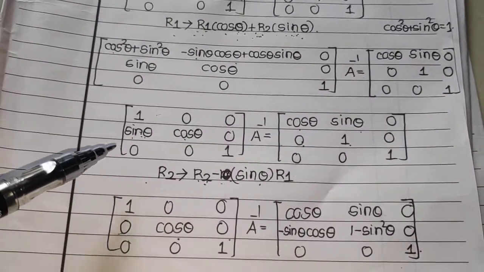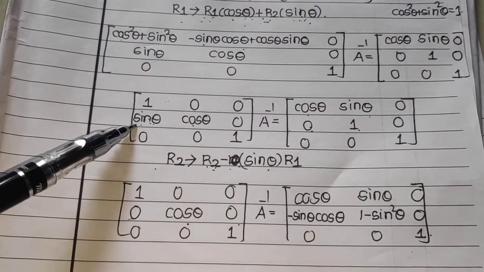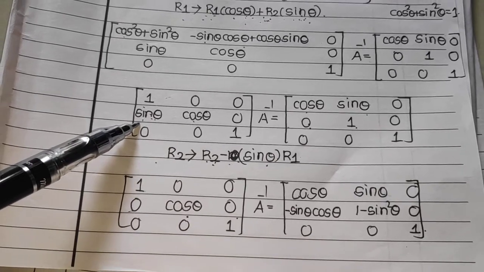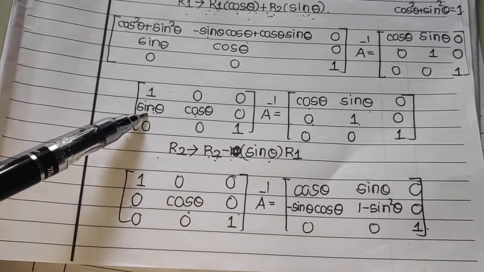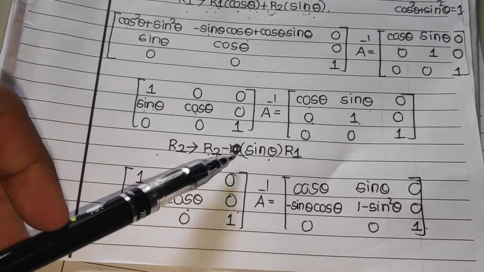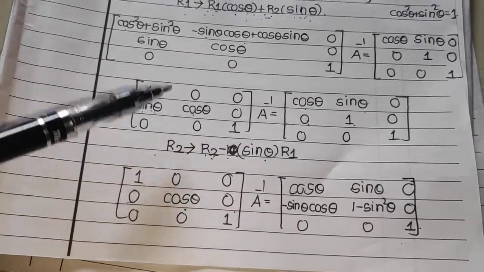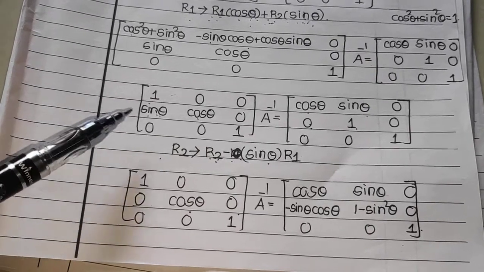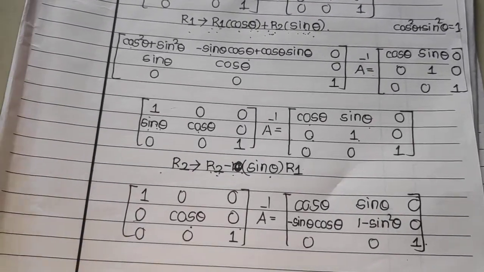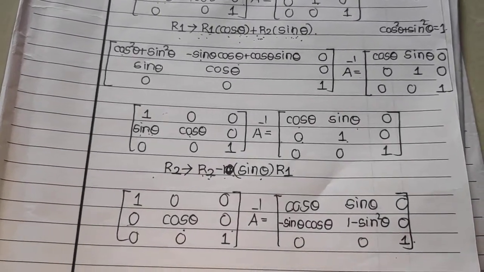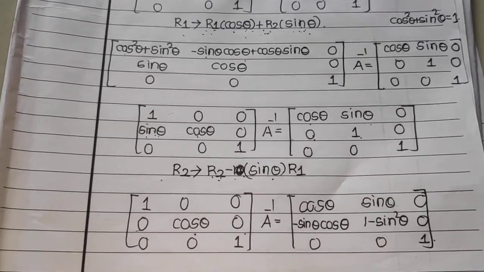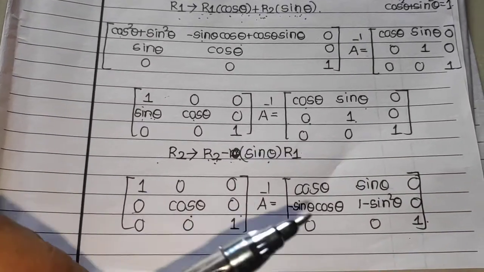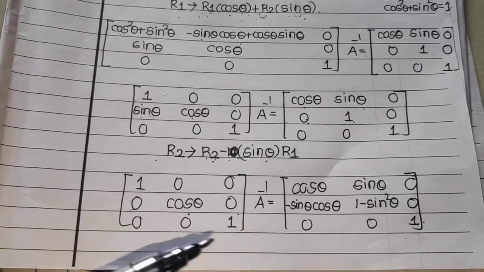Now this sin theta. Normally in a previous question we have some good number over here, but here we have a sin theta. So I can treat this M as a sin theta. So R2 changed to R2 minus sin theta times R1. That's what we got, cos theta and 0. Remember, whatever operation we do on the left side, the same operation has to be done on the right side also. Now R2 changed to R2 minus sin theta into R1. So once we're done, we got this.